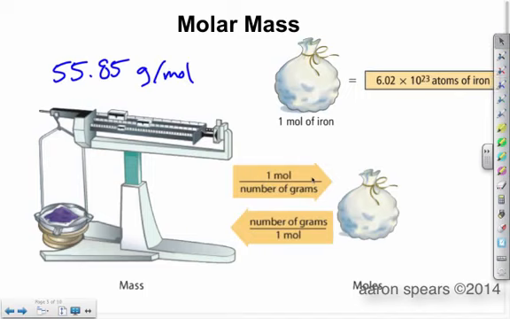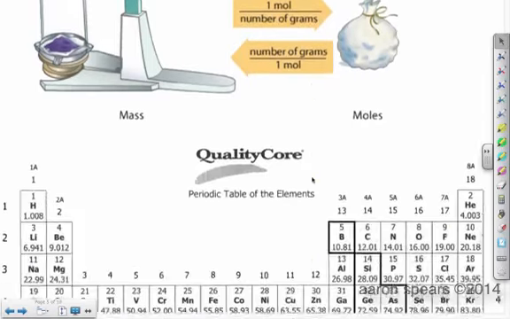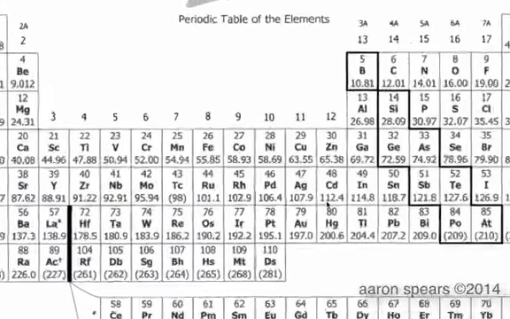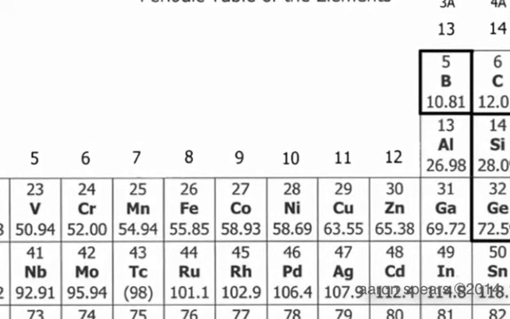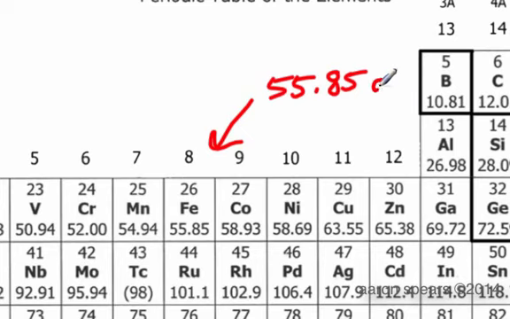Now, something special about this number, 55.85, is its relation to the periodic table. If we look at iron's square on the periodic table, we notice that written there for the average atomic mass is also 55.85. Now in Unit 2, when we were studying atomic structure, we learned that this 55.85 was the average atomic mass for an iron atom and was measured in AMUs, for atomic mass units.